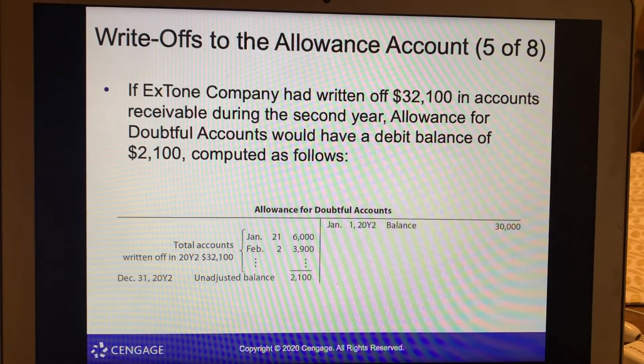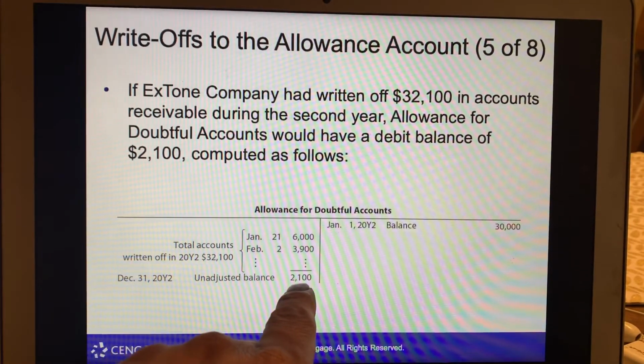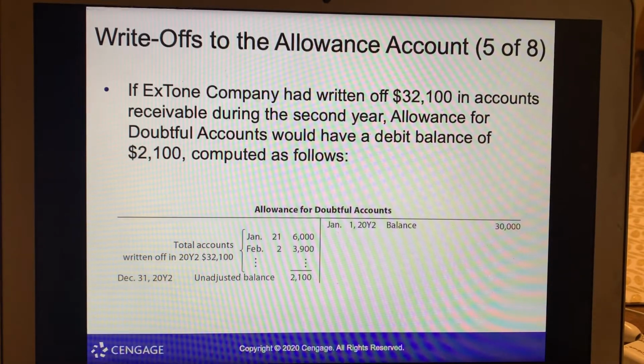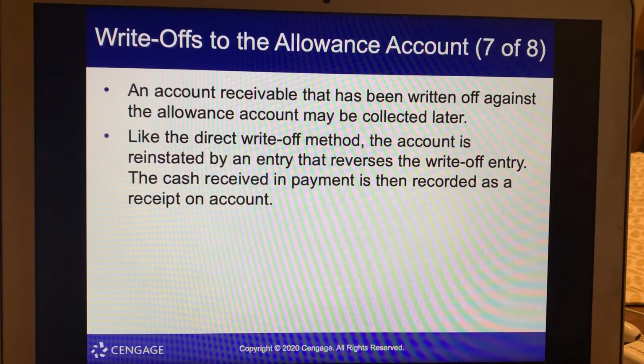This is if we go over. So if we go over, now we're going to have a debit balance of $2,100. So this is what it was talking about previously, if there's an overage or a shortage. After the end-of-period adjusting entries are recorded, allowance for doubtful accounts should always have a credit balance. So we'd have to make that adjustment.